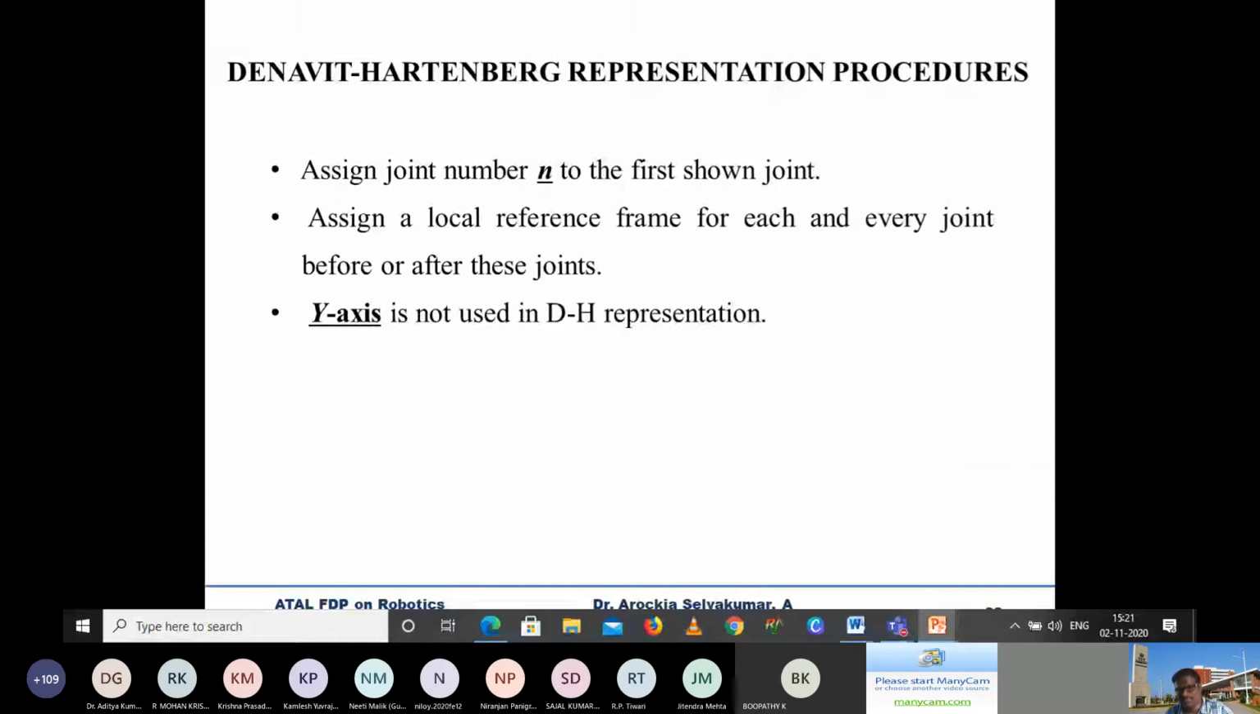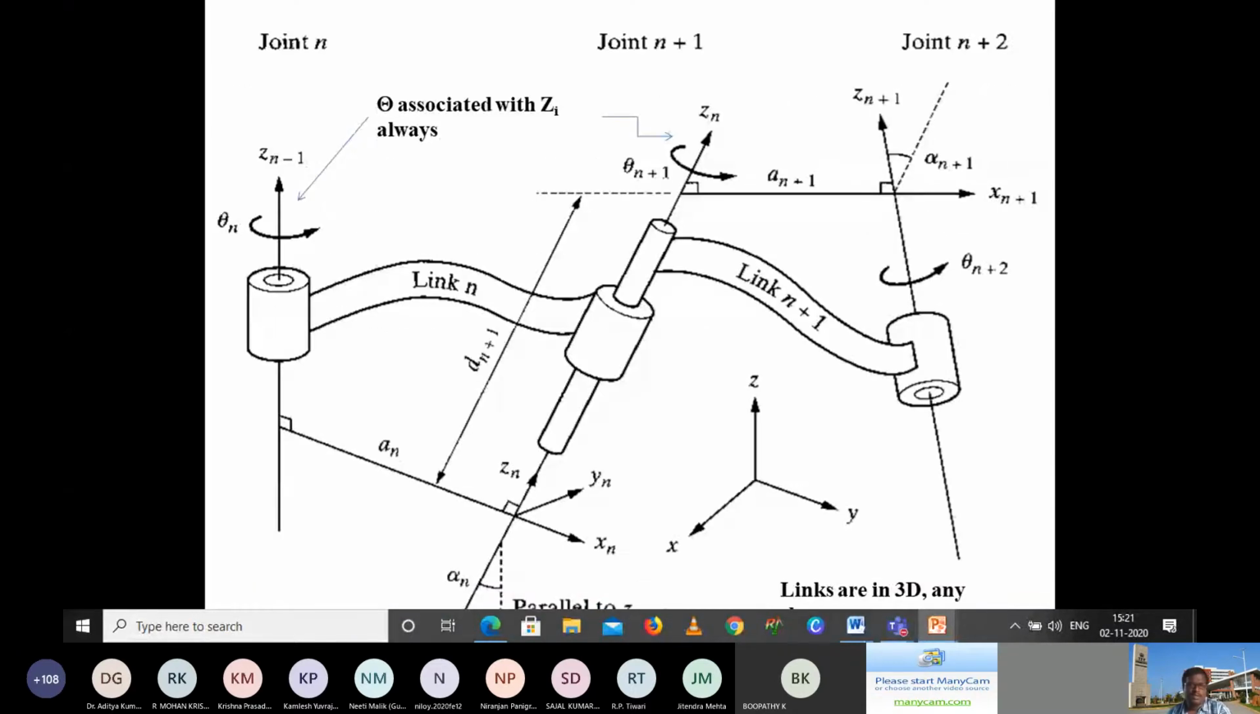What they have done first is assign a joint number to the first joint, and then assign a local reference frame for each and every joint, before or after these joints. And the y-axis is not used, as I told you. So we'll see one by one now.